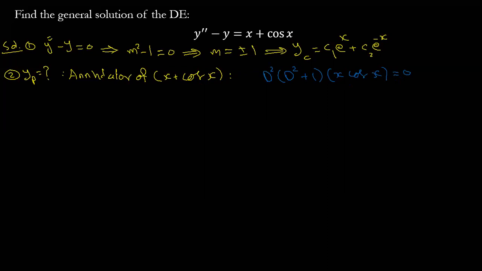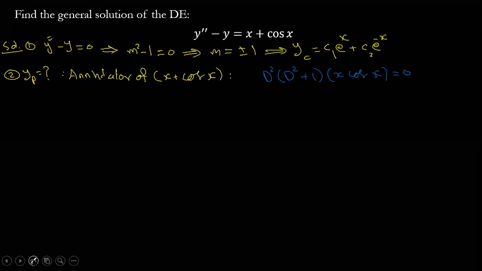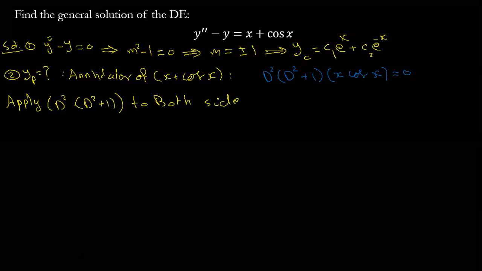You can check this rule or this identity, but it will take time, so no need to do that. Okay? Now, I'm going to apply this annihilator to both sides of the given differential equation. So apply D squared times D squared plus 1 to both sides of your differential equation. Let me call it star.